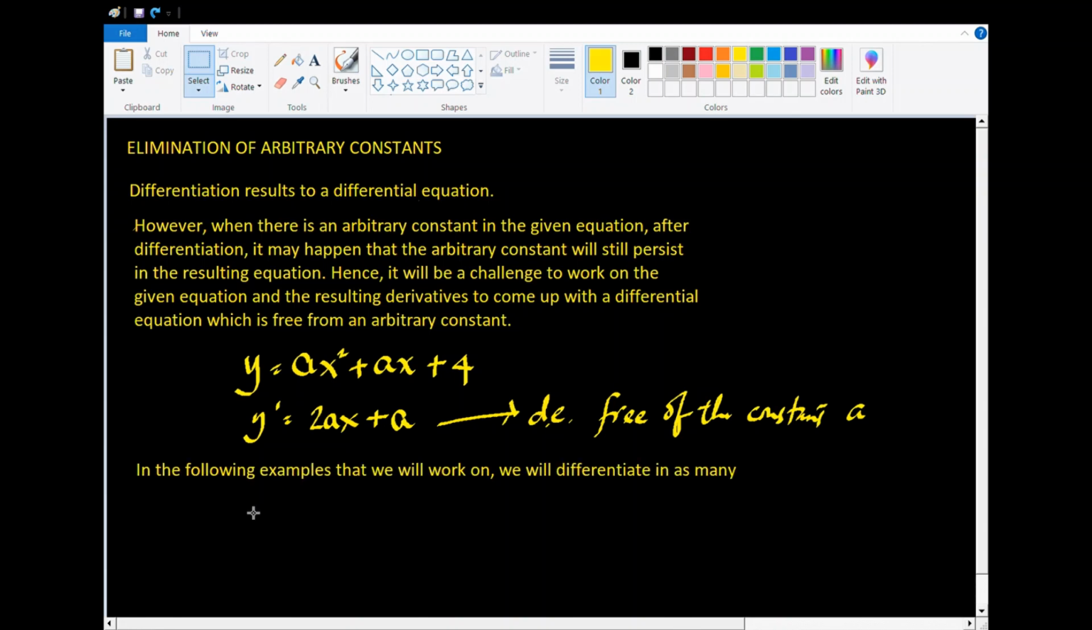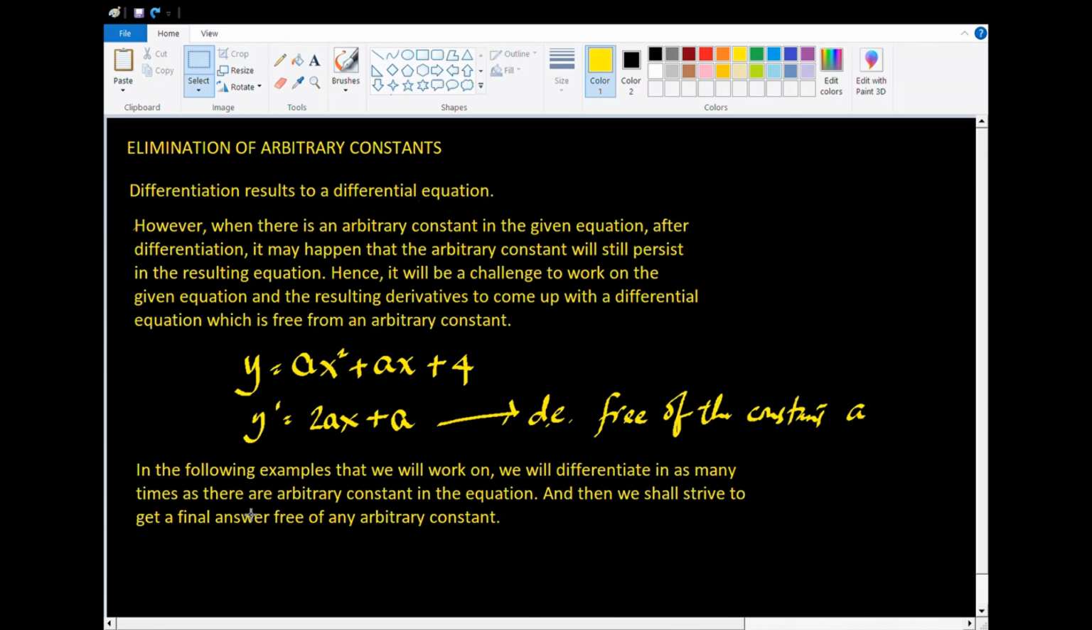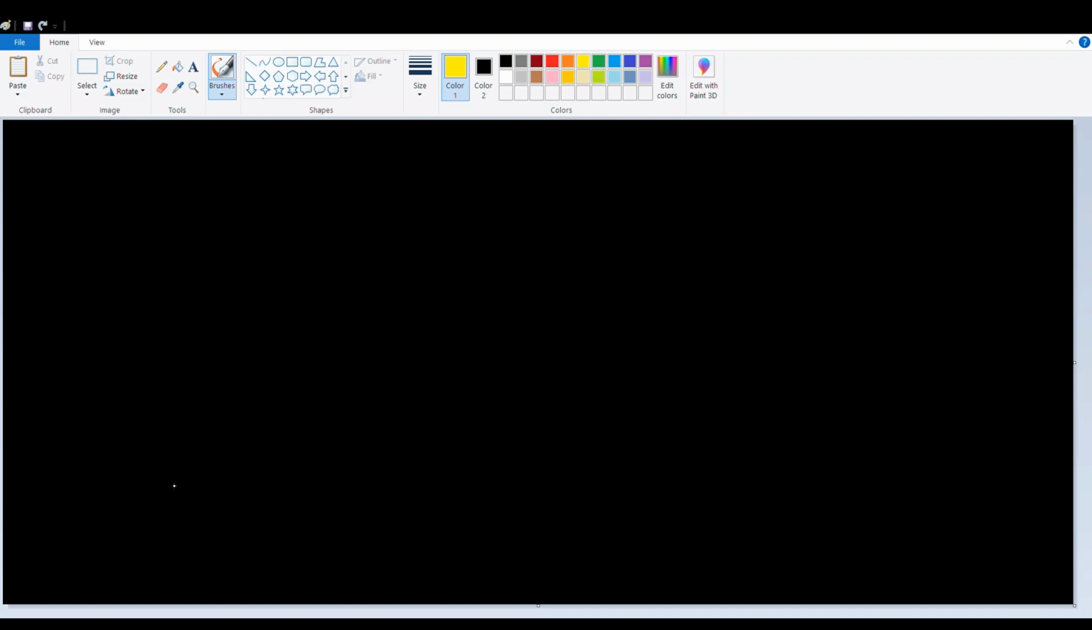In the following examples that we will work on, we will differentiate as many times as there are arbitrary constants in the equation, and then we shall strive to get a final answer free of any arbitrary constant. Let us now work on the following examples.